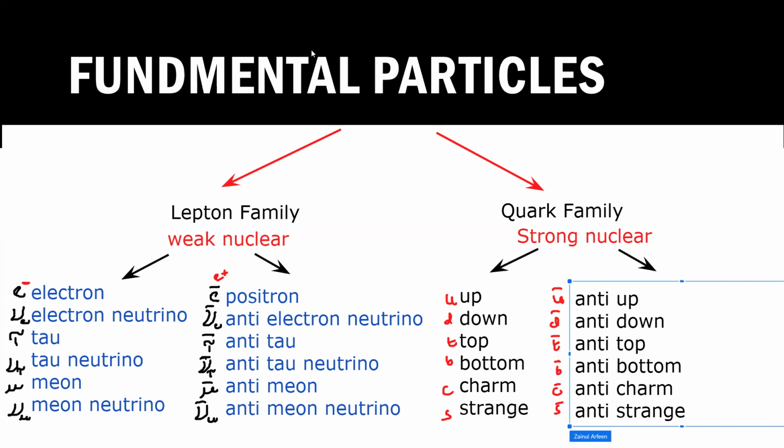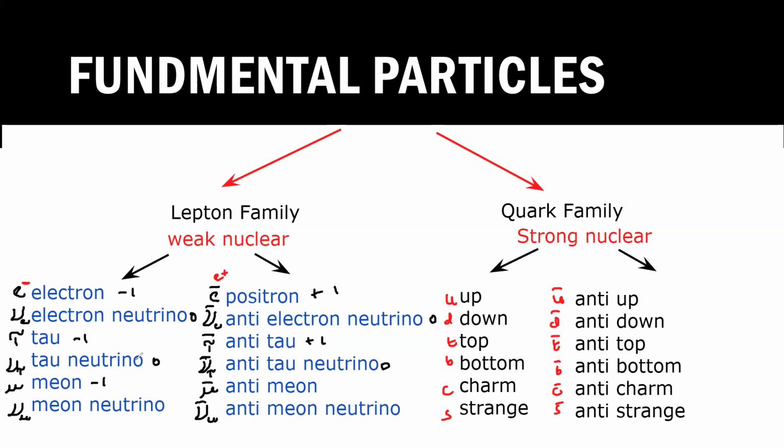You have to learn the charges of each. Electron is -1, positron is +1. This is a relative charge, not actual charge. Electron neutrino does not have charge, anti-electron neutrino no charge. Tau is -1, tau neutrino is +1. Neutrino does not have charges.